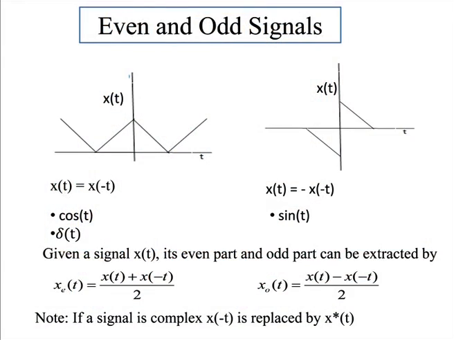Even and odd signals. Any signal is even if x of t is equal to x of minus t, for example cos t and delta t. An odd signal has x of t equal to minus x of minus t; sin t is an odd signal. We can break any signal into even and odd parts. x even t is equal to x of t plus x of minus t by 2, and x odd t is equal to x of t minus x of minus t divided by 2. If the signal is complex, then x of minus t is replaced by the complex conjugate of x of t.